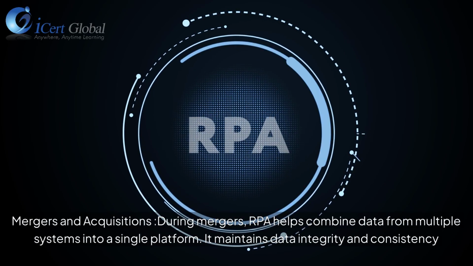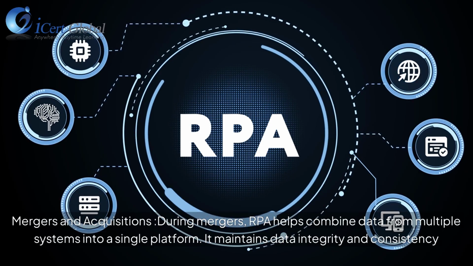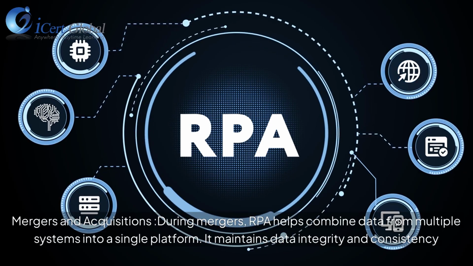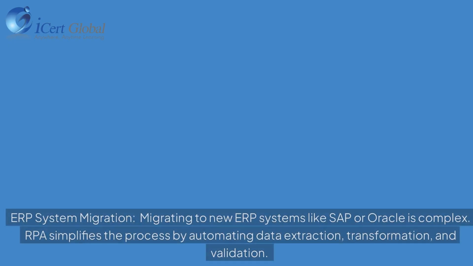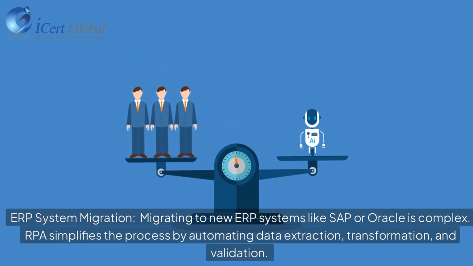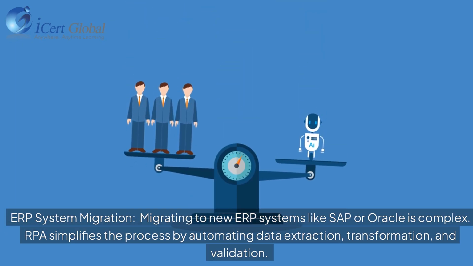Mergers and acquisitions. During mergers, RPA helps combine data from multiple systems into a single platform. It maintains data integrity and consistency. ERP system migration. Migrating to new ERP systems like SAP or Oracle is complex. RPA simplifies the process by automating data extraction, transformation, and validation.